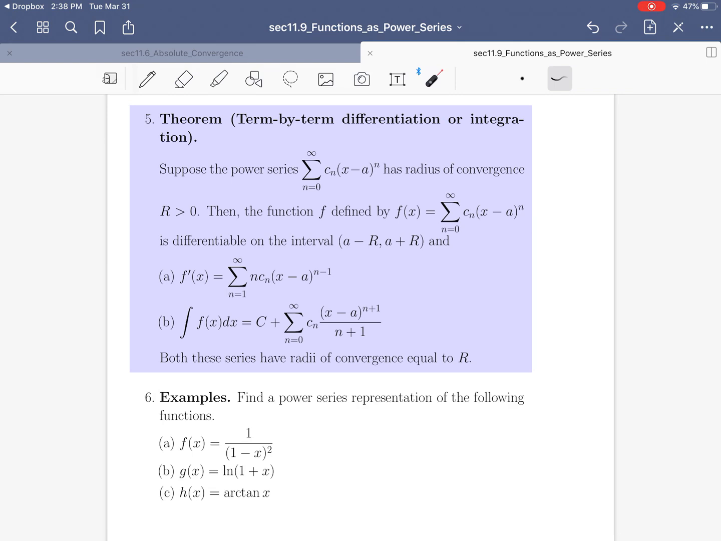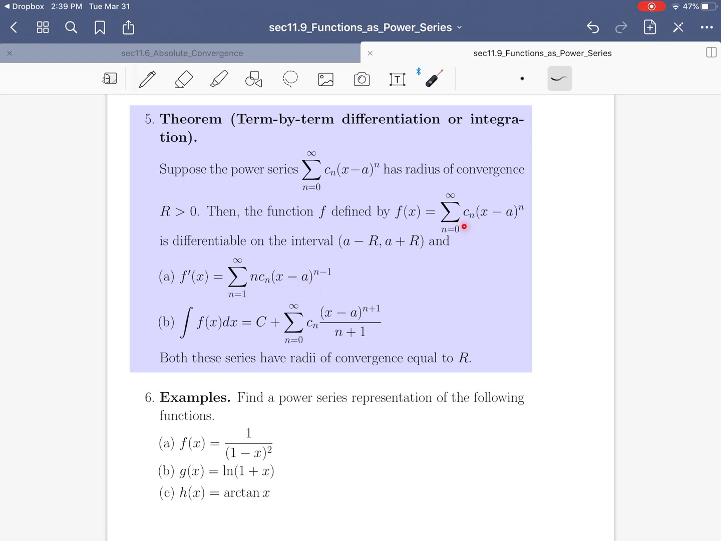Then this function f is differentiable on the interval of convergence of the power series. The interval of convergence is this interval here, the interval around the point a of radius r. And moreover, its derivative is given by this power series here: the sum from n equals 1 to infinity of n times Cn times (x minus a) to the n minus 1.